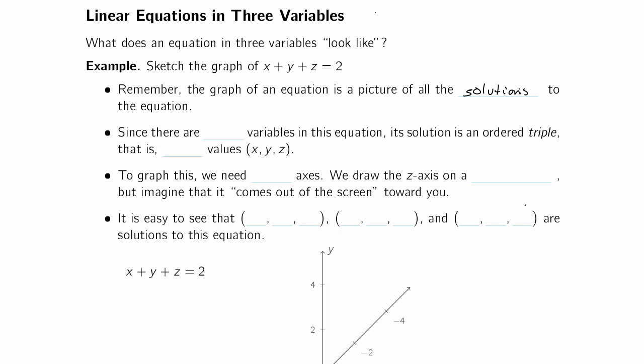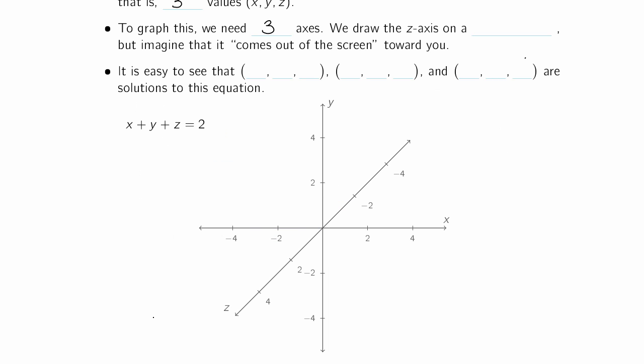When we have two variables, we need two axes. But if we have three variables, there are three values, and so we need three axes. And that's difficult because our piece of paper only has two dimensions. We're actually going to now try to draw some three-dimensional pictures, and that's difficult. When we draw a set of three axes, we draw the third axis on a diagonal.